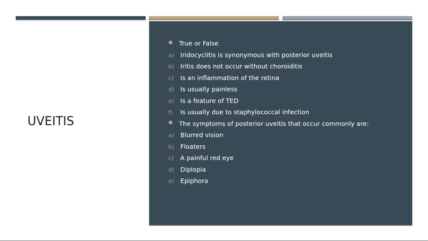Melanie Traboulet? Is iridocyclitis synonymous with a posterior uveitis? False. Iridocyclitis is synonymous with what kind of uveitis? Anterior. Yes. Iritis does not occur without choroiditis.